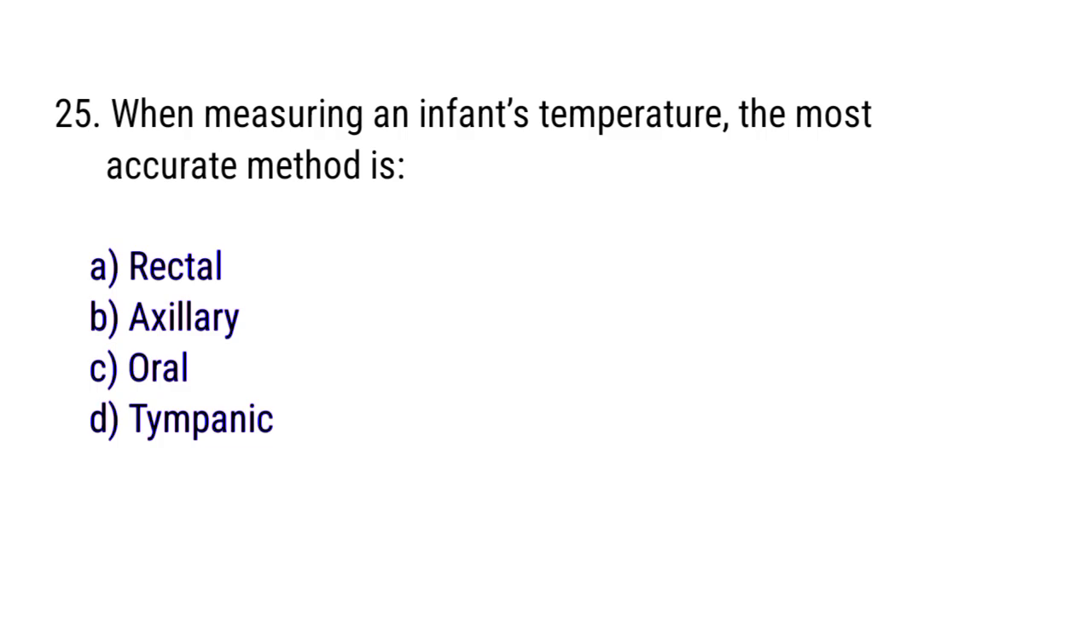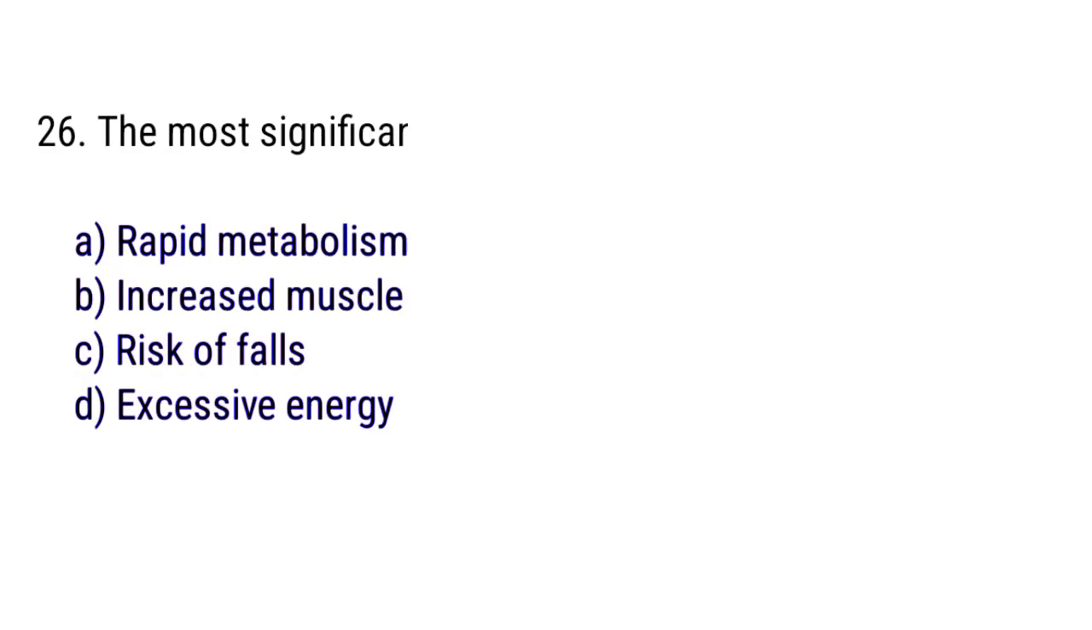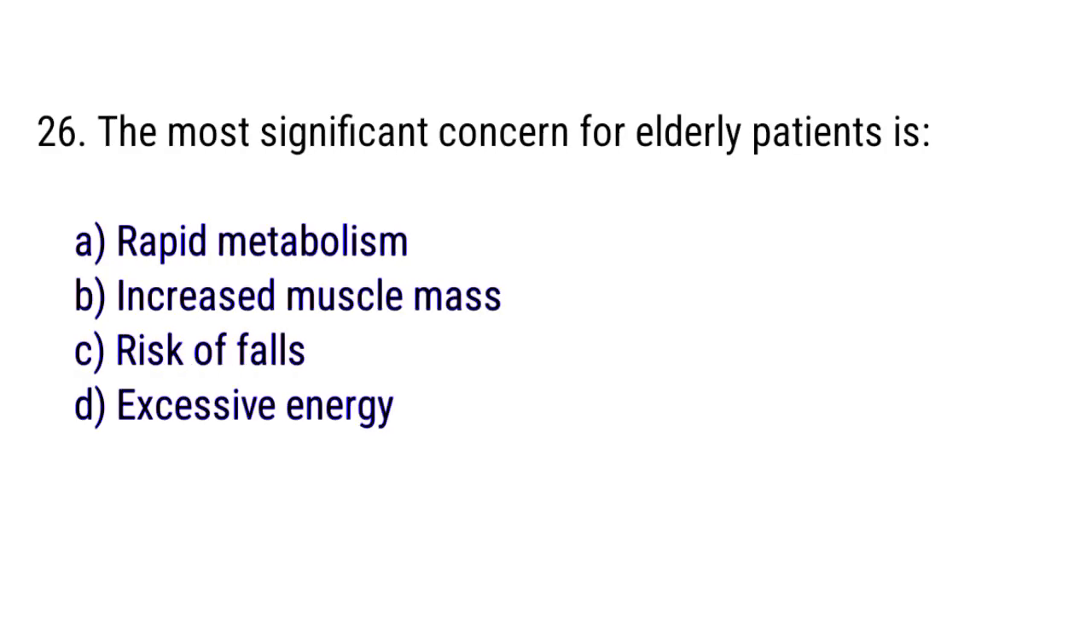Question number 25. When measuring an infant's temperature, the most accurate method is. The right answer is option A. Rectal. Question number 26. The most significant concern for elderly patients is. The right answer is option C. Risk of falls.